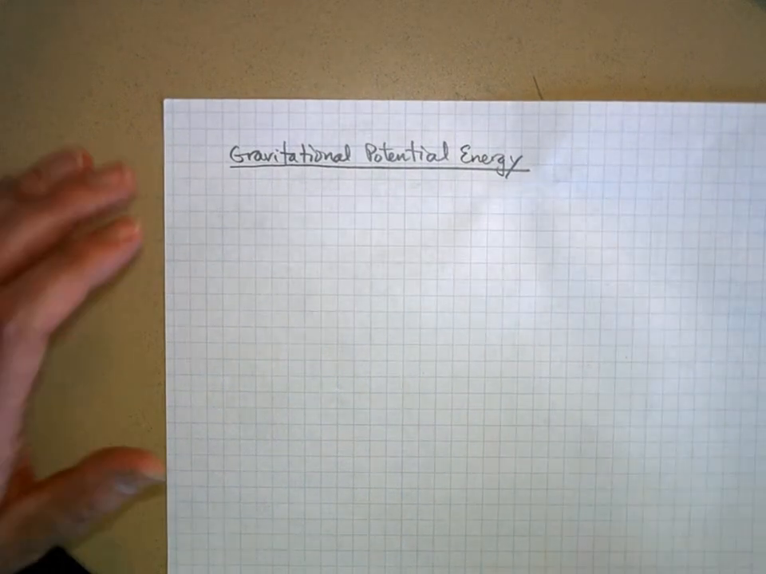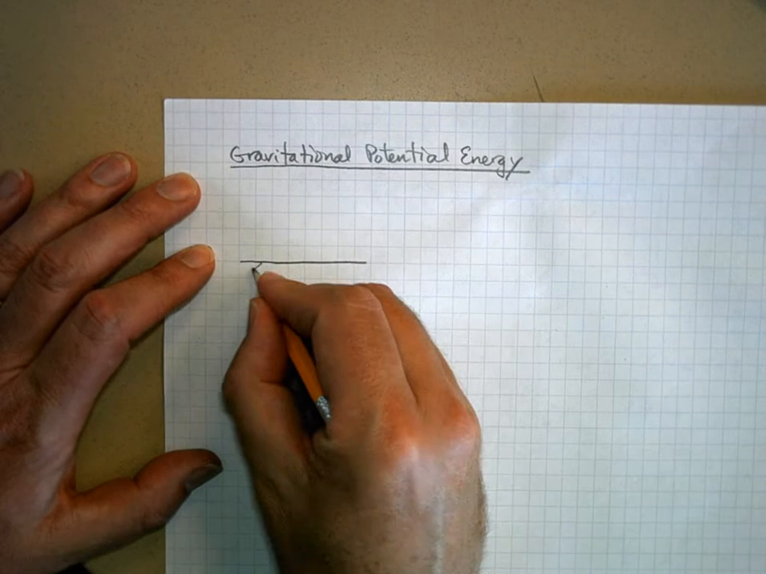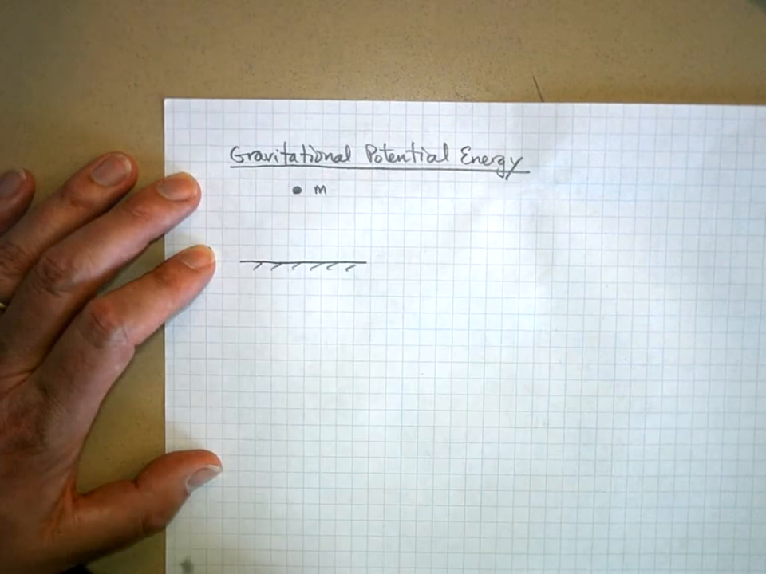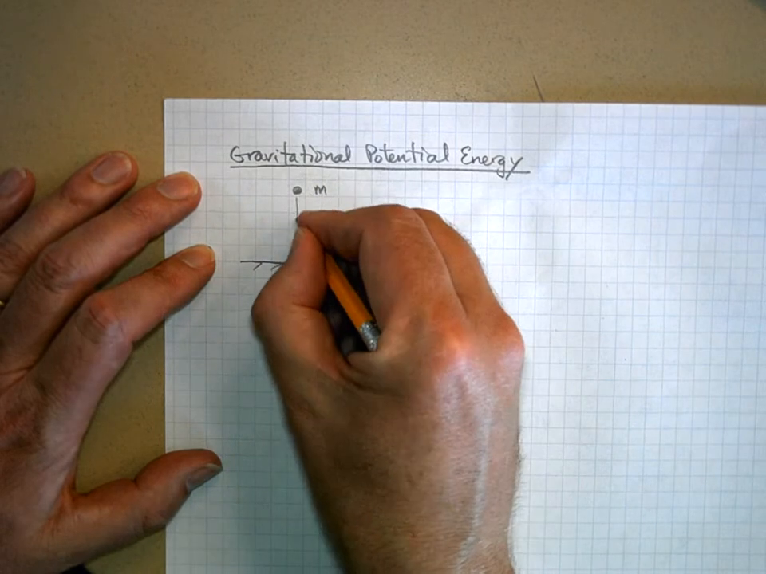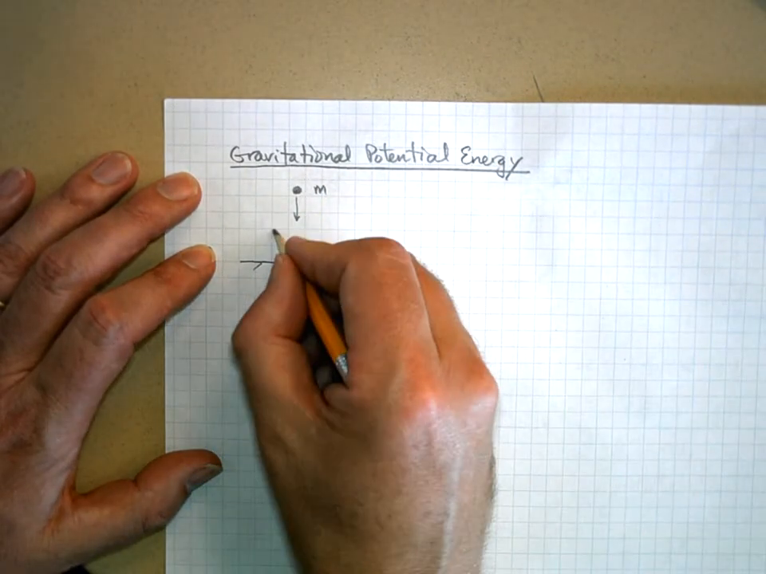Gravitational potential energy. We've done this before, right? Here's the ground. Here's an object above the ground. It has a mass m, and a force of gravity mg, and it's at a height of y above the ground.